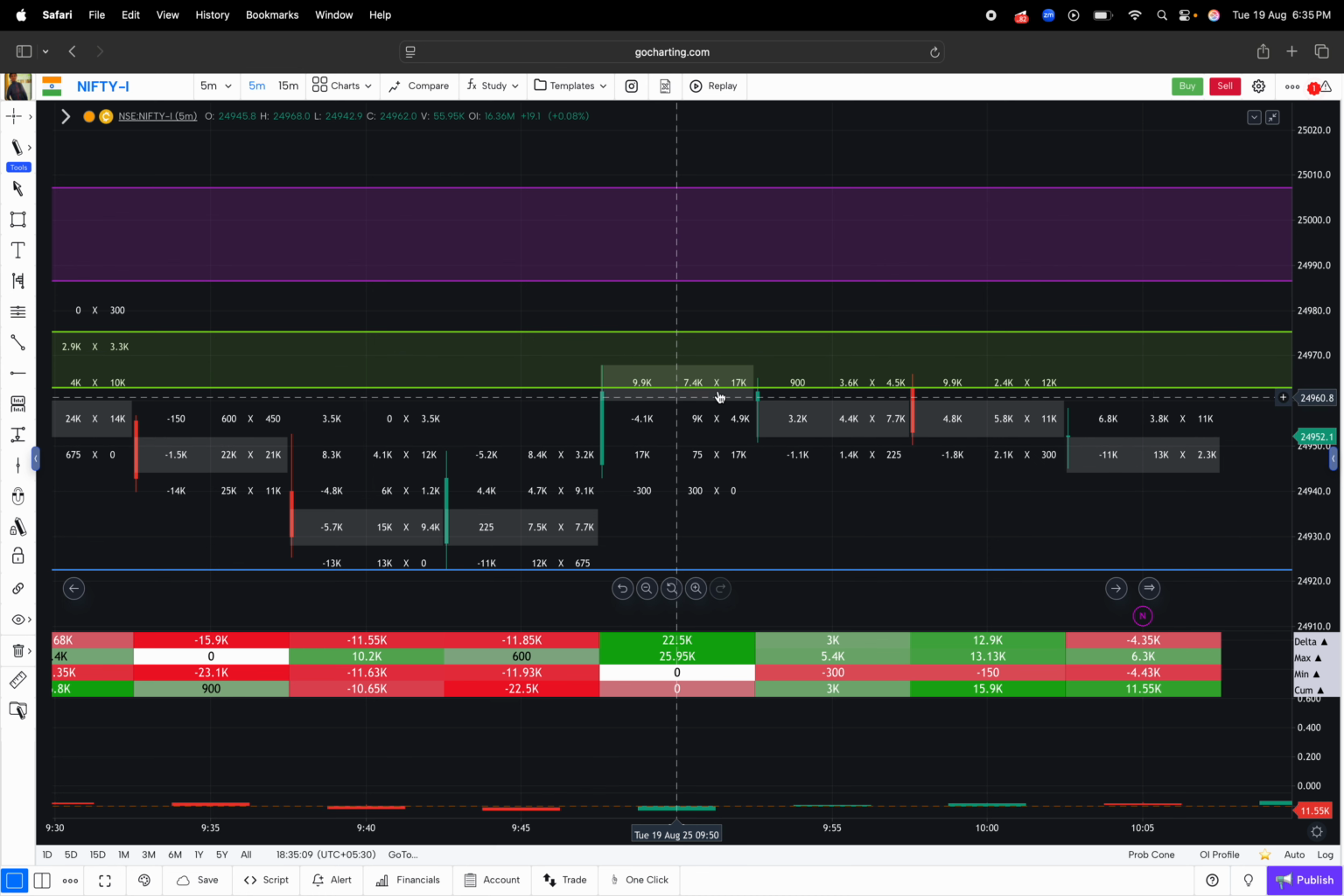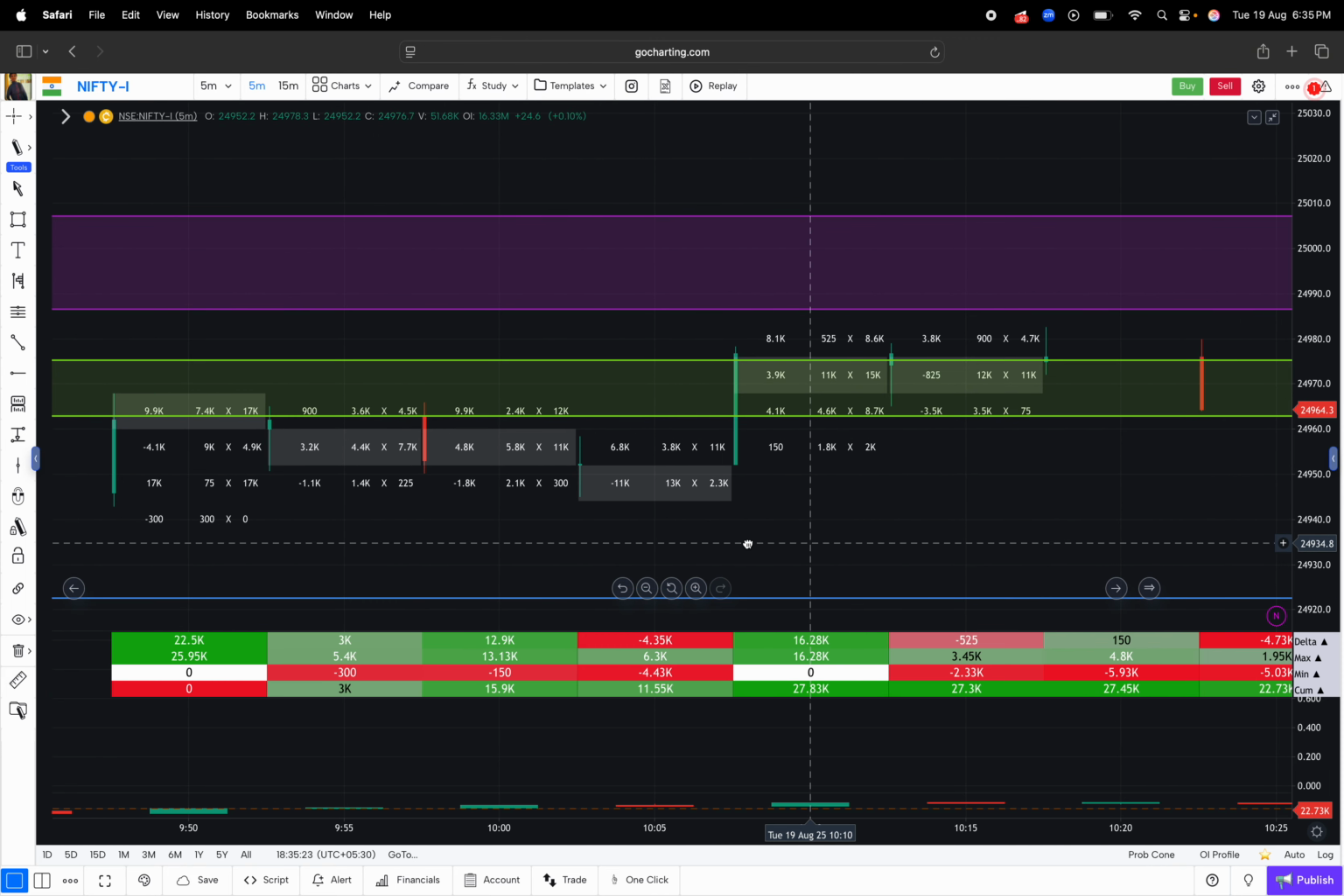So if you go long here, immediately there is a resistance. And immediately if you try to short here, you get a support here, so you won't have a better risk reward. Okay, so we will move ahead to the next candle.